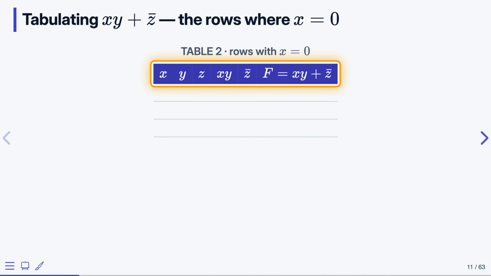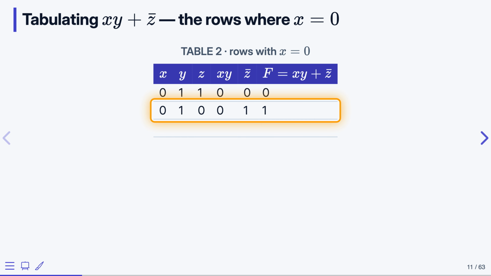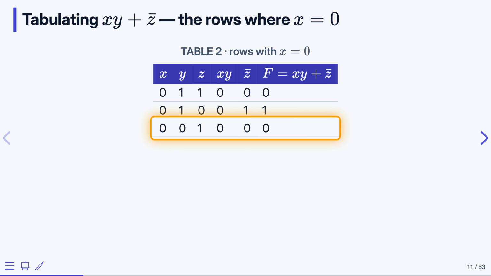Now the 4 rows where x is 0, something simple happens. Row 5. X is 0, so the product xy is 0. Z is 1, so bar z is 0. F is 0. Row 6. The product is still 0, but z is 0, so bar z is 1. F is 1.